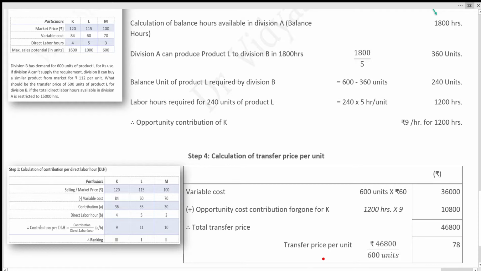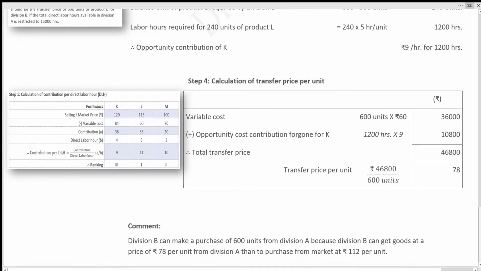So if you want to get transfer price per unit, it's very easy, that you take the total transfer price divided by number of units. Here the number of units which the division B is demanding is 600 units. So divide the total transfer price by 600 units, you get per unit, that is the transfer price per unit is 78 rupees. So you can give a comment based on this. So we have calculated the transfer price per unit, that is 78, but market price, it is given in the question, that is 112. So when you compare these both, obviously the division B can actually make a purchase of 600 units from division A itself than purchasing it from the market for rupees 112 per unit.